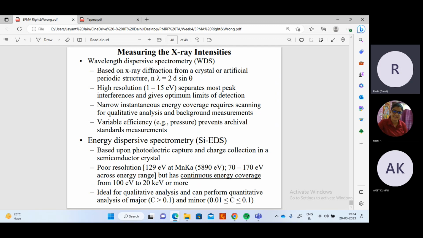Whereas in EDAX, that's not the case. The energy will be taken and captured, and then charge collection will happen in the semiconductor crystal, then it gets amplified and then read. So the resolution reduces. But as WDS results are direct, the resolution will be very high. Thus we will be able to identify the peaks and differentiate two different peaks in WDS rather than EDAX. Ideally EDAX is used for qualitative, and WDS is usually used for quantitative purposes. Fine. Okay. So this is all about it.